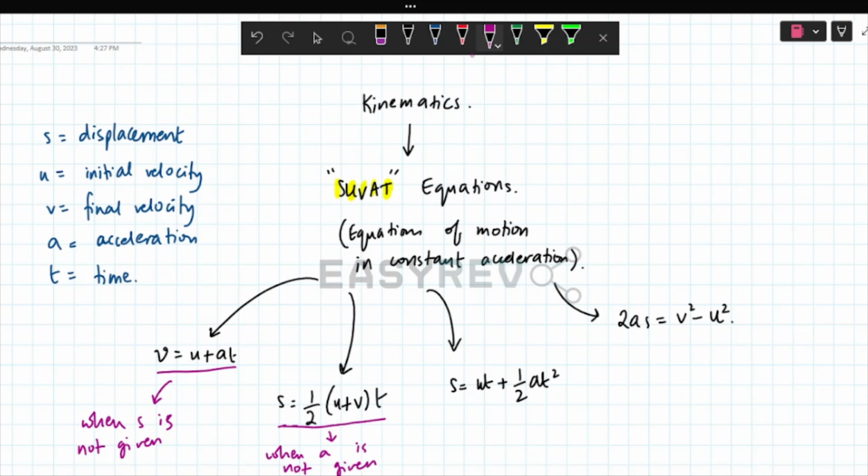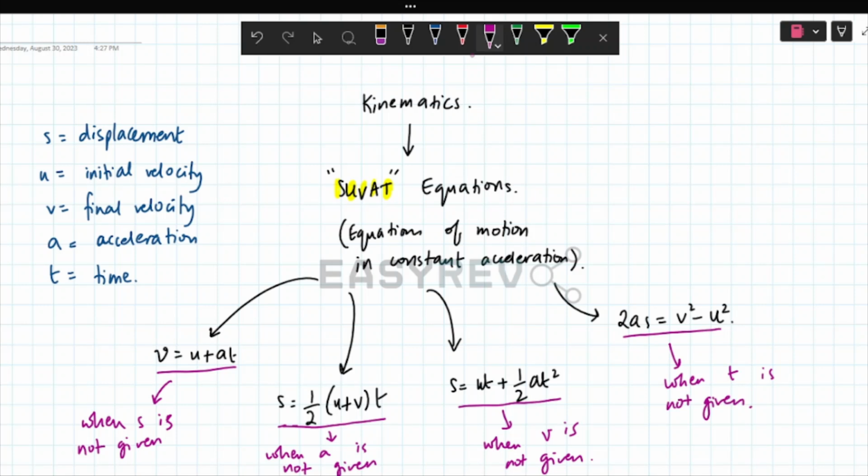As for this third equation, we can see that it doesn't contain any expression for final velocity V, and so this equation we can use when V is not given. And then finally, this last equation doesn't contain a symbol for time T, and so this equation we'll use when the time duration is not given in the question.